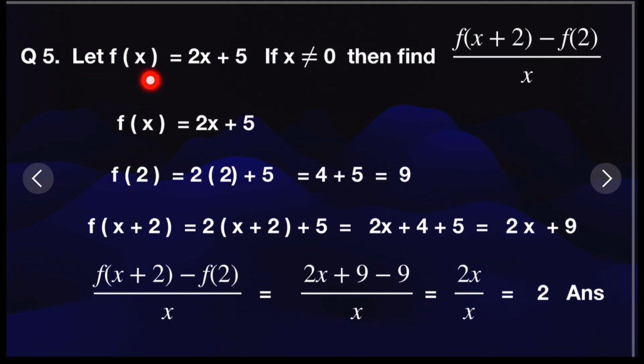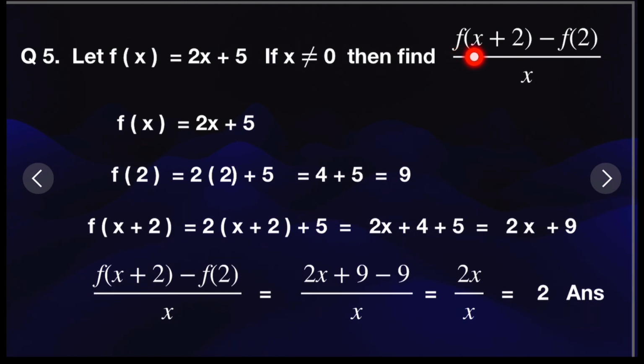Question 5. Let f(x) is equal to 2x plus 5. If x is not equal to 0, then find this value. Again, these type of sums are very simple. Just you have to substitute the values. So f(x) is this. Now you need f(2). So put value of x is equal to 2, evaluate, you will get 9.